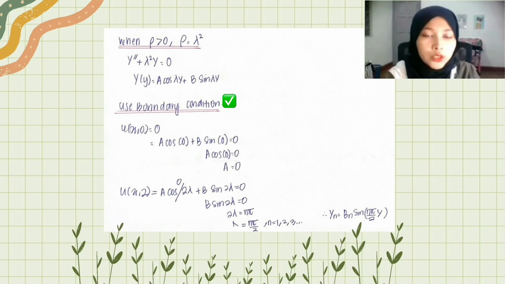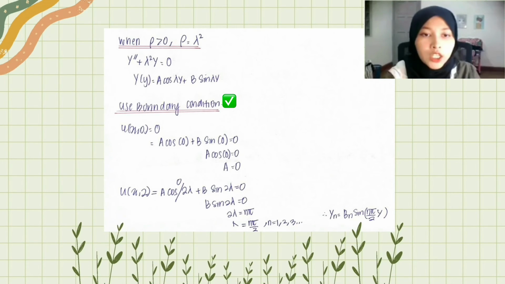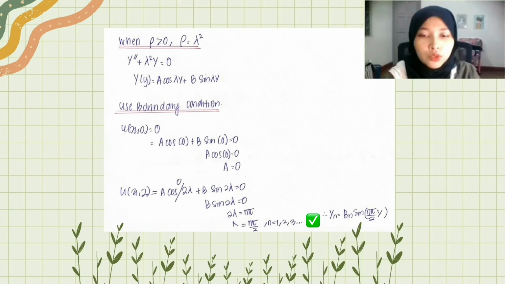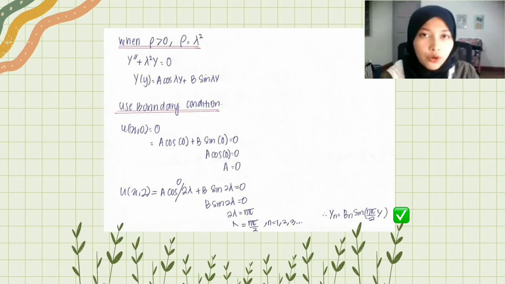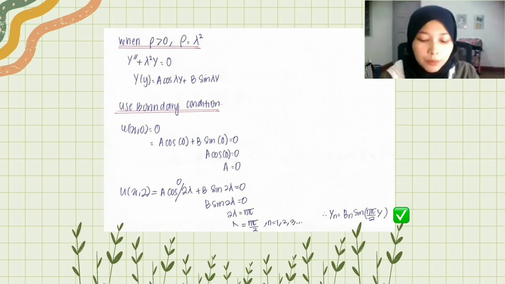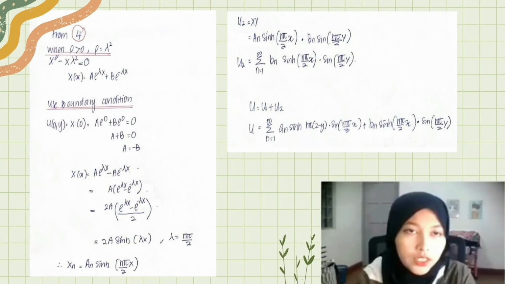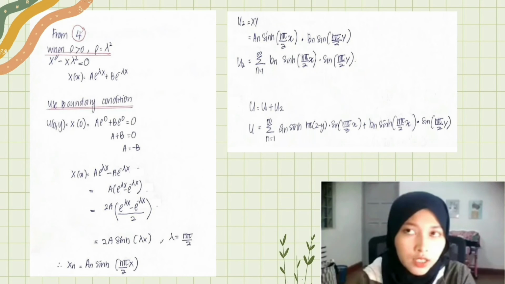We use the boundary condition of case u2, which is u(x, 0) equal to 0, and we will obtain a equal to 0. And using the next boundary condition, u(x, 2) equal to 0, we will obtain lambda equal to n pi over 2. We will get the general solution of y, y_n equal to b_n sine(n pi y over 2). Okay, now we solve for equation 4, which is the x equation.